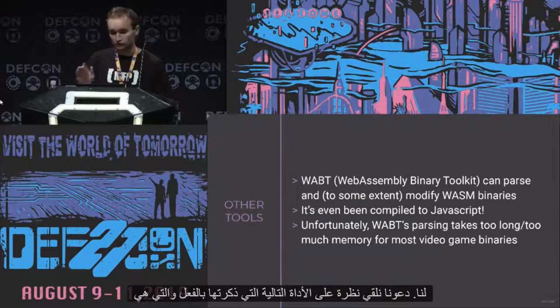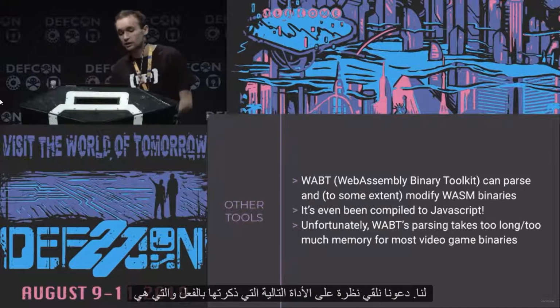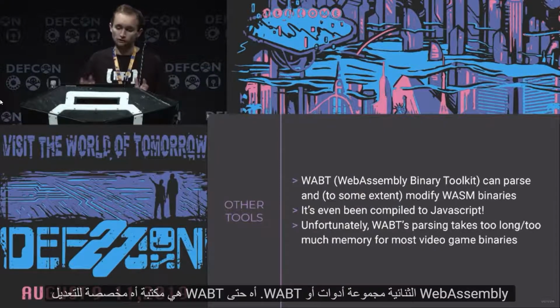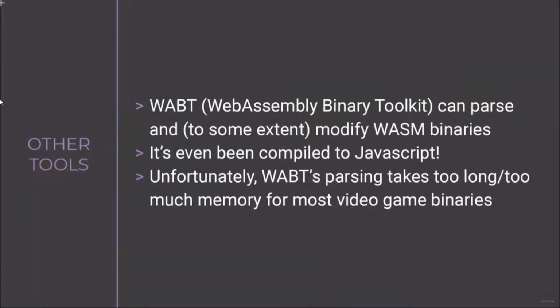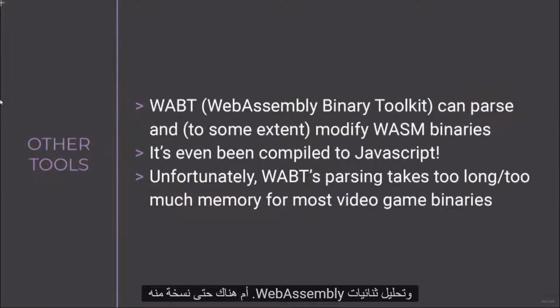Let's look at our next tool, which I've actually already mentioned, which is the WebAssembly Binary Toolkit, or WABT. WABT is a library specifically for modifying and parsing WebAssembly binaries. There's even a version of it that's been compiled to JavaScript. So it seemed like the perfect starting point for doing this type of manipulation.